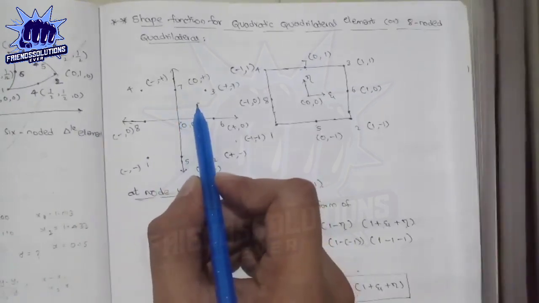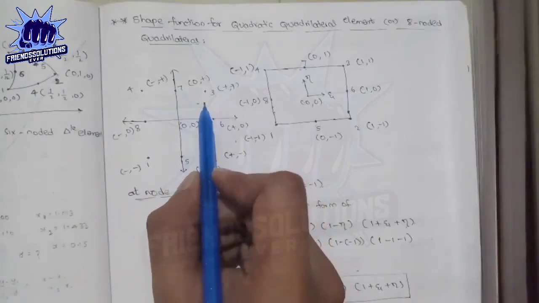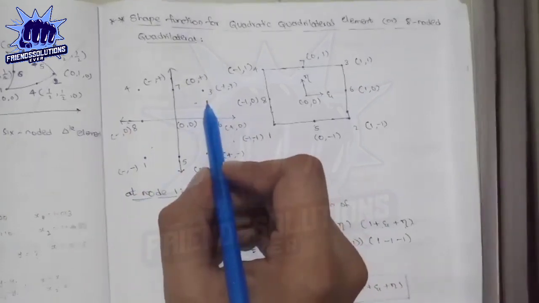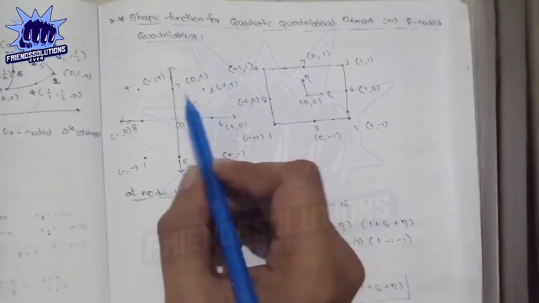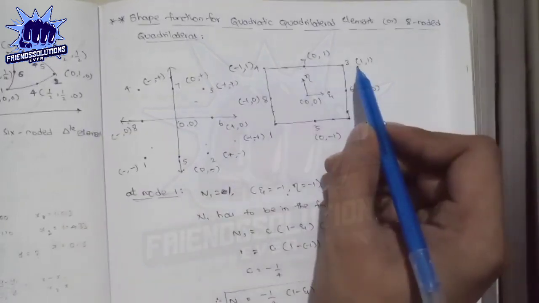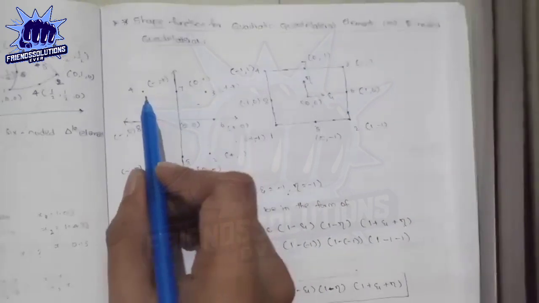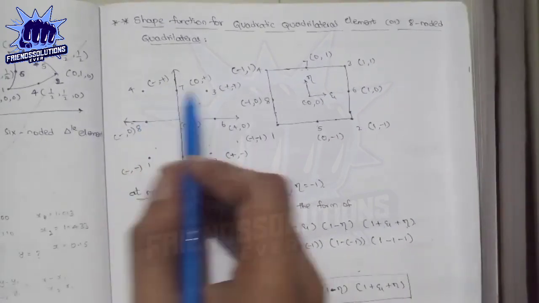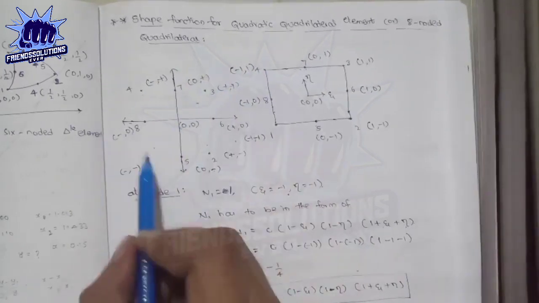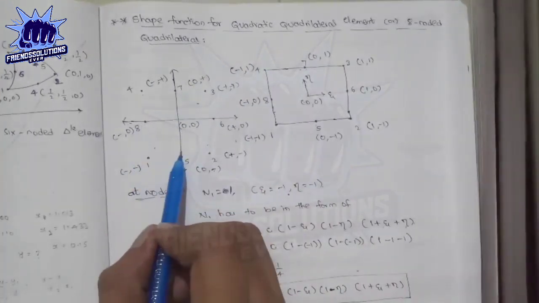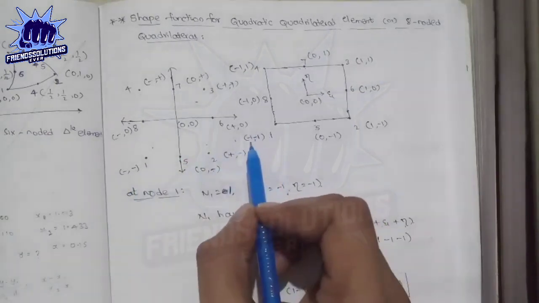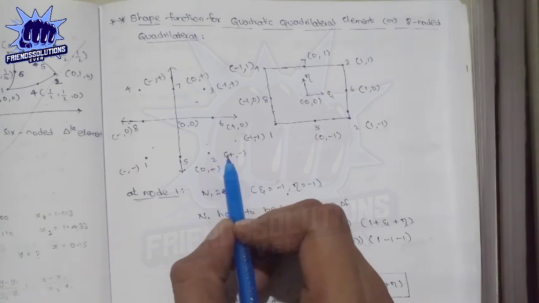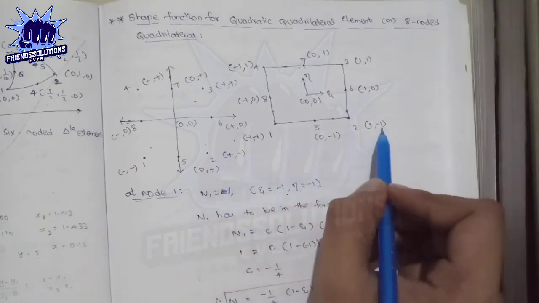I drew 4 quadrants: first, second, third and fourth quadrant. In the first quadrant both x and y are positive, so +1 comma +1. In the second quadrant x is negative and y is positive, so -1 comma +1. In the third quadrant both x and y are negative, so -1 comma -1. In the fourth quadrant x is positive and y is negative, so +1 comma -1.